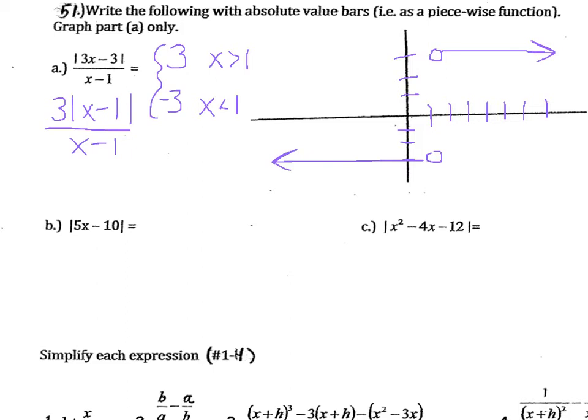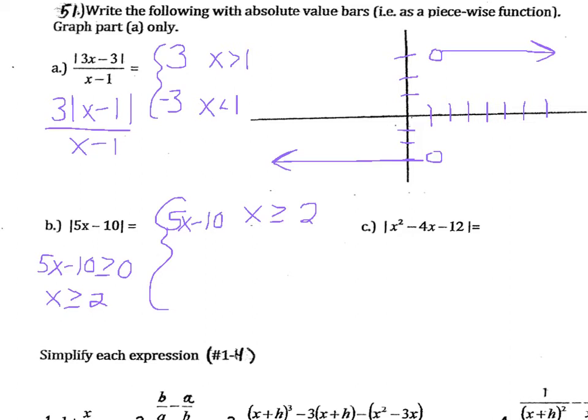For B, if we want to write B as a piecewise function, we first have to figure out what our key point will be. So we set 5x minus 10 greater than or equal to 0. So we'll get x is greater than or equal to 2. So when x is greater than or equal to 2, we'll get our normal equation of 5x minus 10. Because if we plug in, let's say, a 2, we get 10 minus 10, which is 0. The absolute value is 0. If we plug in 3, we'll get 15 minus 10, which is 5, and the absolute value is 5. So we keep getting itself.